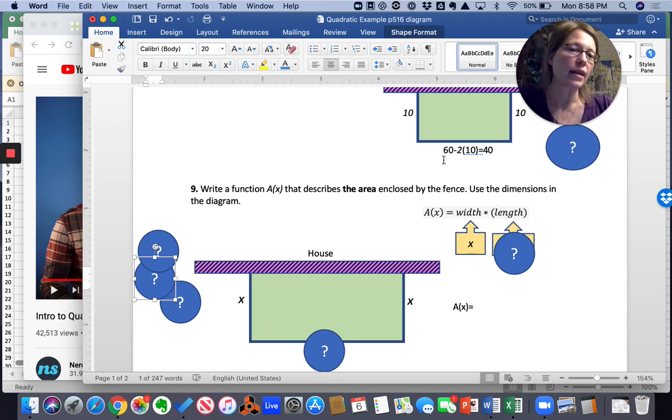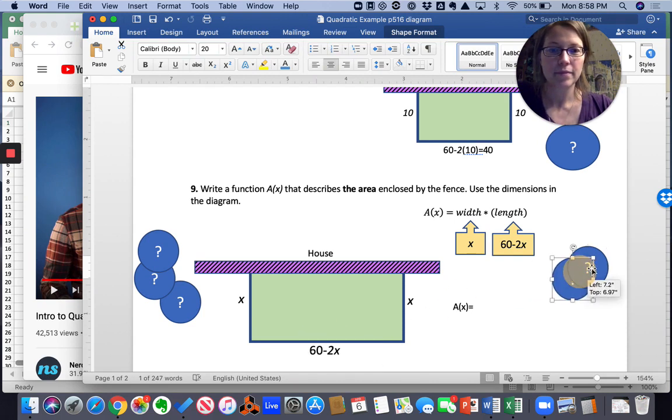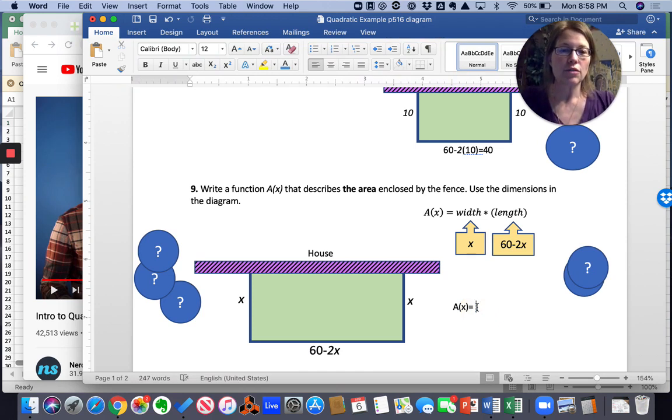So what would the length be? Well, let's think back to how we did this example. 60 feet of fencing minus 2 of whatever the width was. In this case, it was 10. So 60 feet minus 2 x's. So then our area is going to be width times length. So width, which is the x, times length.